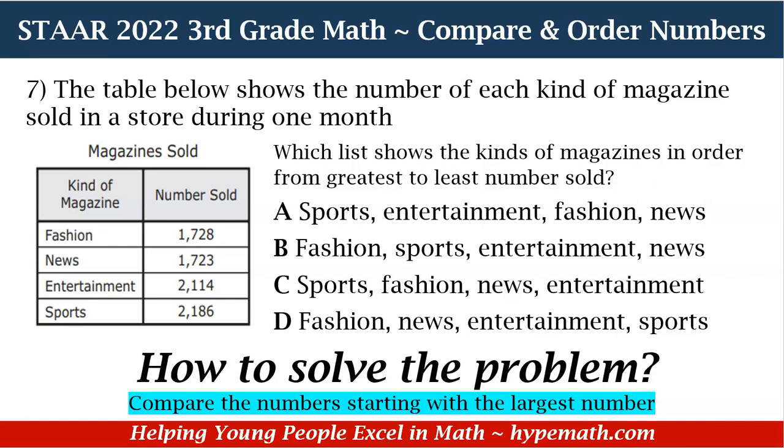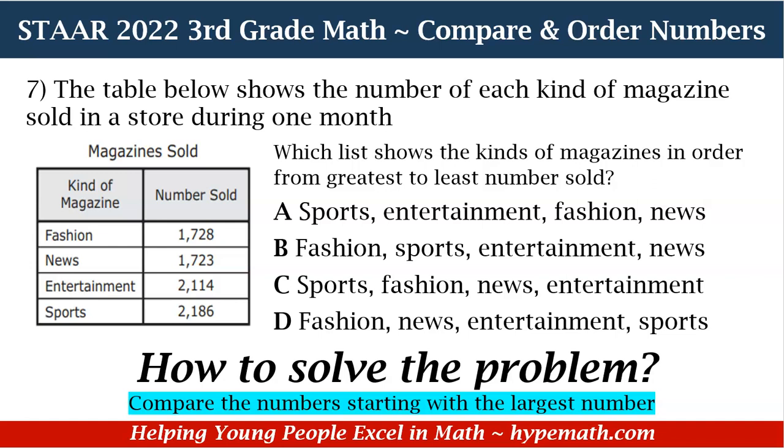If we notice, we have 2 ones and 2 twos. So we ask ourselves, what is the greatest number between 1 and 2? It's 2. So right now, all we're going to do is focus on the thousands place that have a 2. That's entertainment and that's sports. So we have the 2s.